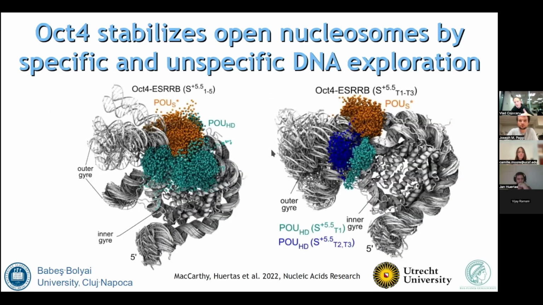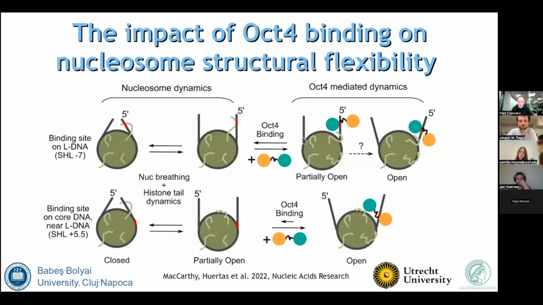So we came up with this idea that OCT4 has two domains: one is bound sequence-specifically, and the other is unspecifically sampling the nucleosome, and when it reaches this kind of position, it stabilizes this massively open nucleosome conformation. And we propose this model. Again, this is all published.